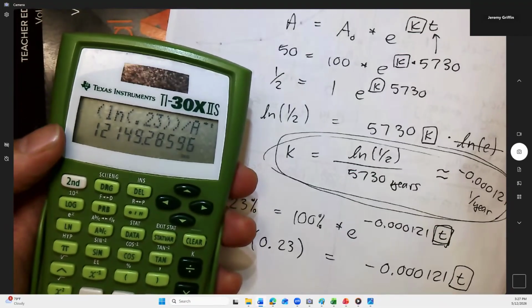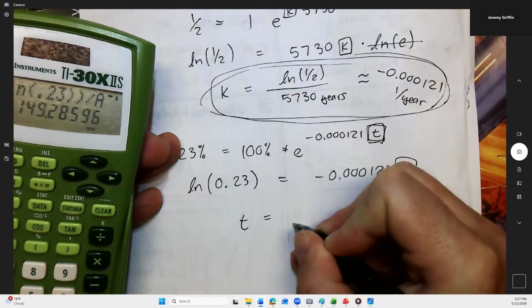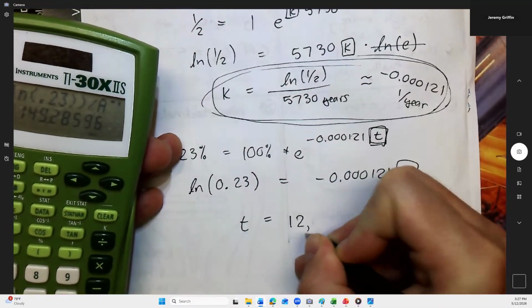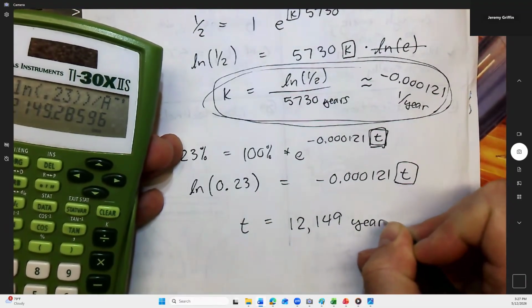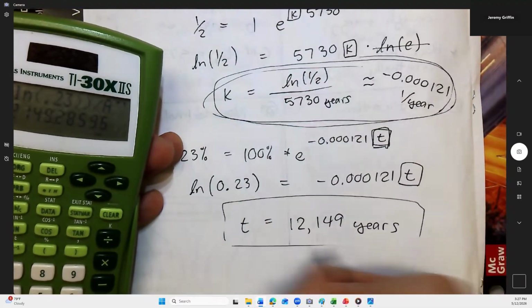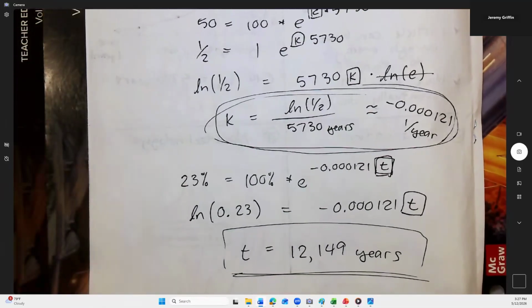Oh, okay, actually a little more than 12,000. It's even kind of older than I was looking for. Yeah, that's right in there. I mean, that was believable. 12,000 years, 12,149 years. Right. So that's how old this artifact is. Great. And you guys just carbon dated an old artifact. You guys are well on your way to becoming archaeologists.